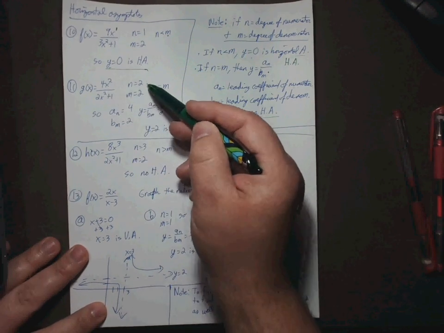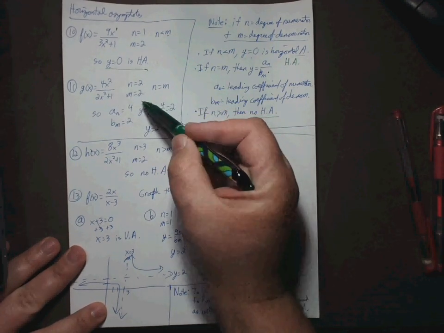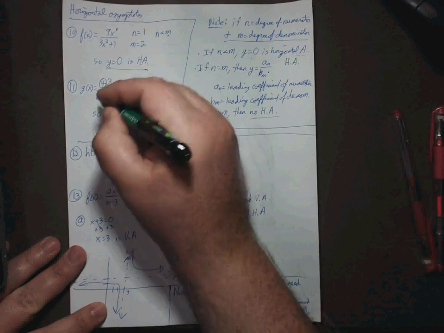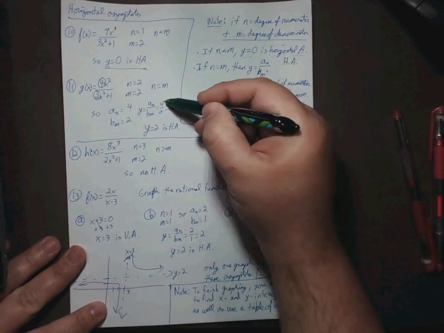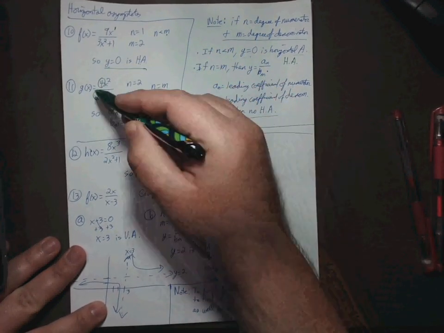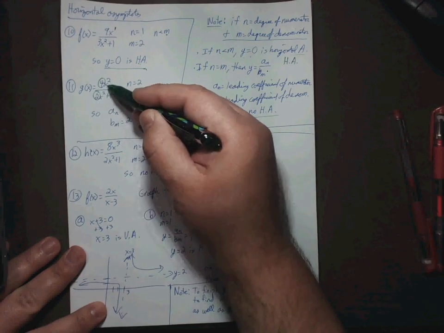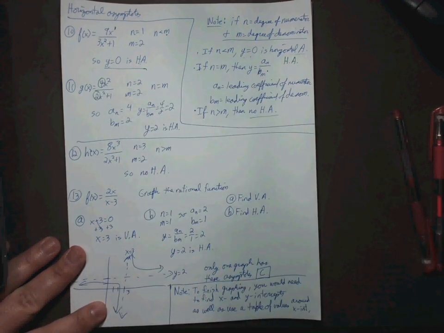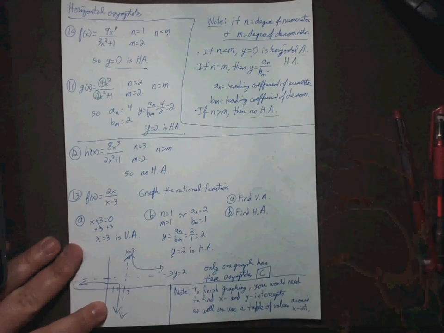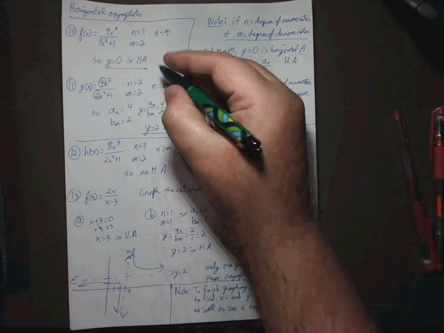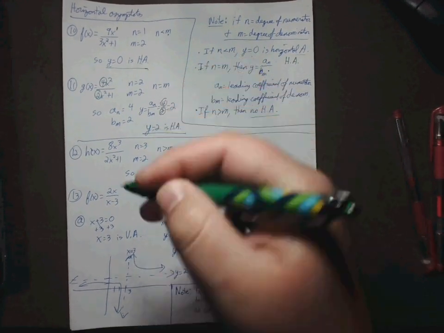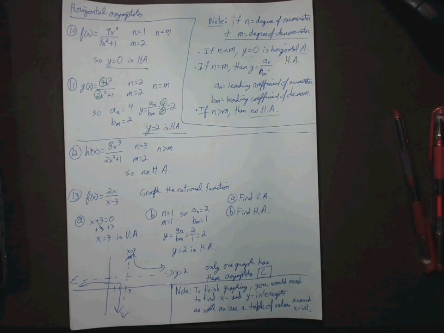The degree of the top and the bottom are the same. So then what I do is I take the leading coefficients and I divide them. Okay, that's the coefficients, the numbers in front of the highest powers of x on the top and the bottom. That is where your horizontal asymptote is at. You divide the two, and that'll give you that. So y equals 2 is your horizontal asymptote for that one.